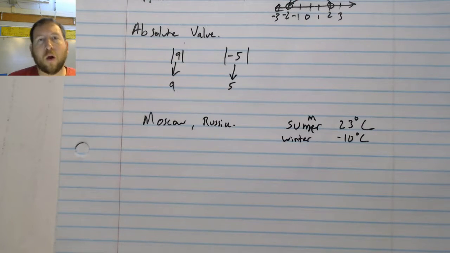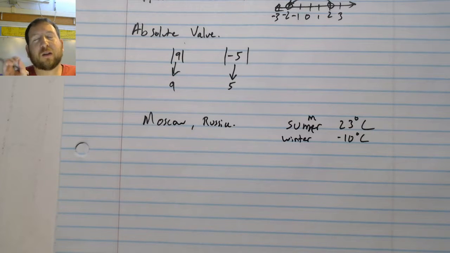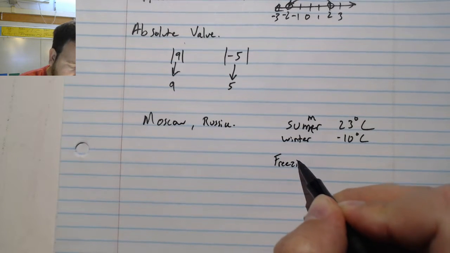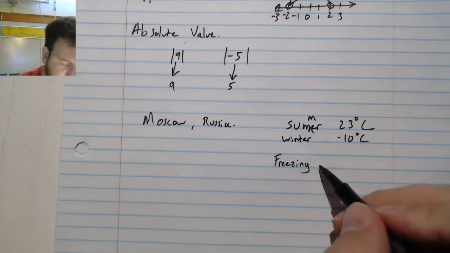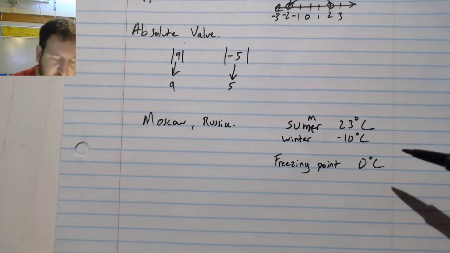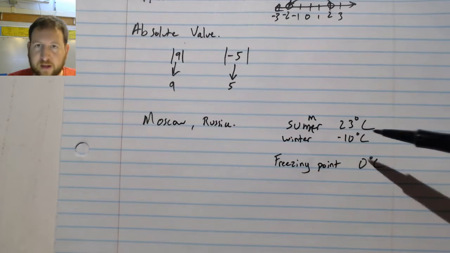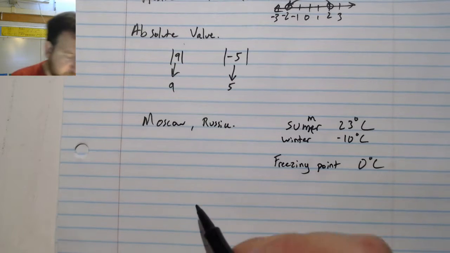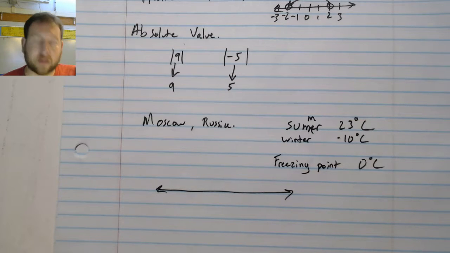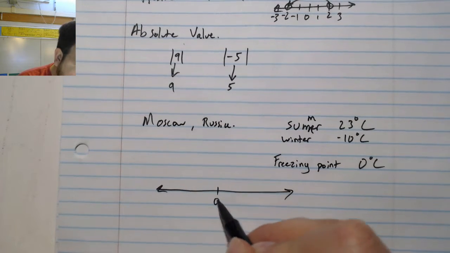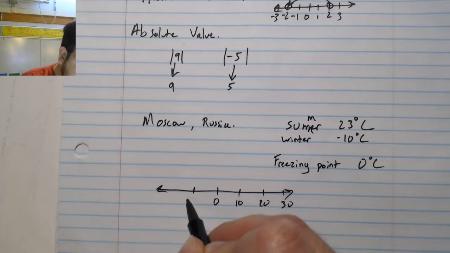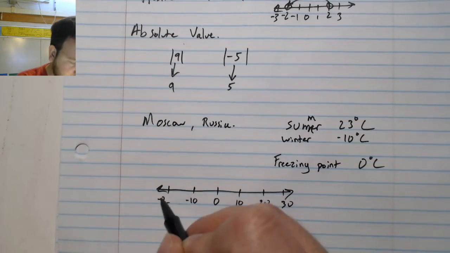Now, the question is, during summer or winter, is it closer to the freezing point of water? Now, I need to know the freezing point of water in the Celsius scale is 0 degrees Celsius. So the question is, what's closer, 23 or 10? Well, this is kind of obvious, but it's important to look at it from a number line perspective to see why we would use an absolute value. So if I have my 0, I have 10, I have 20, I have 30, I have negative 10, and negative 20.